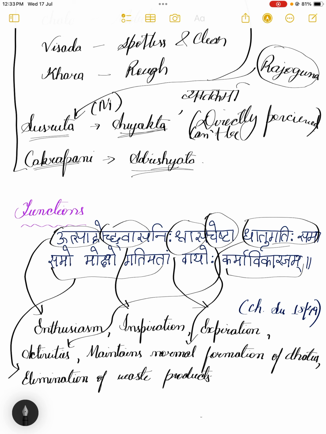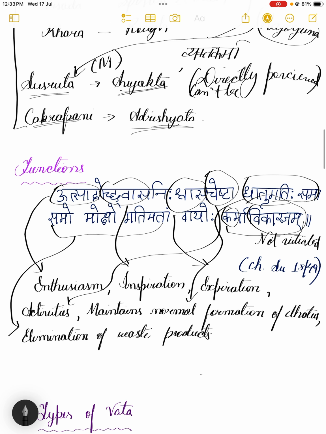It is very important because karma avikarajam is made up of two words, karma and avikarajam. Now what do vikarajam and avikarajam mean? Vikarajam means vitiated state and avikarajam means not vitiated. Thus the above mentioned functions, that is utsaha, uchchhvasa, nishvasa, chesta, dhatu gati, samo moksha gati matang, are the functions of Vata when it is in avikarajam avastha, the normal or non-vitiated state. If the Vayu is in vikaric avastha or vitiated state, then Vayu won't be able to perform these functions.